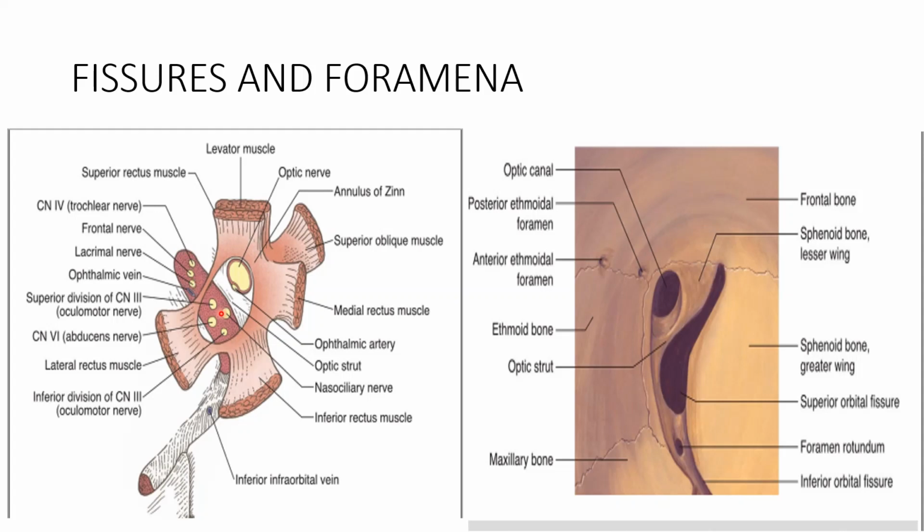And the inferior part of that transmits the superior division of the third cranial nerve, the abducens nerve, and the inferior division of the third cranial nerve. And the inferior orbital fissure transmits the inferior orbital vein.